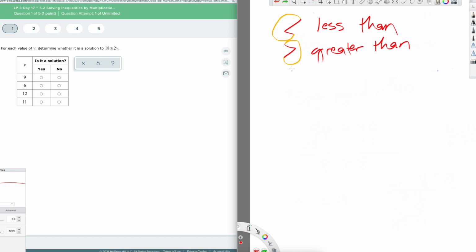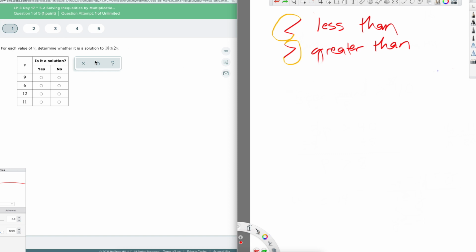It's not going to be a simple "it equals this number" anymore, not with inequalities. We will go back and forth with single solutions and inequalities. We're not going to just stay on inequalities for the rest of the semester. All right, so let's look at this one.